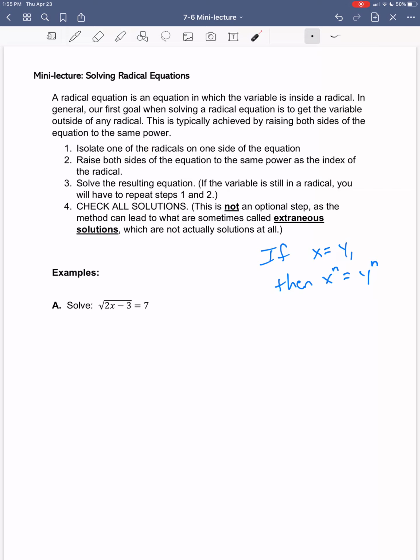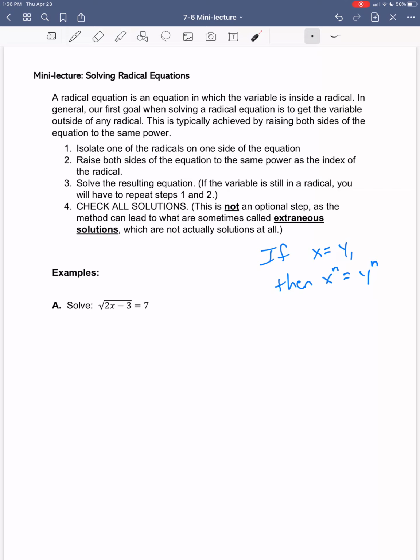In order to raise both sides to a power, it's important first that we isolate one of the radicals on one side of the equation. So we should just have a radical by itself on one side. Obviously there will be something in the radical, but there shouldn't be anything outside the radical. Then I raise both sides to the same power as the index. If it's a square root, you square. If it's a cube root, you cube. Then we're going to solve the resulting equation.